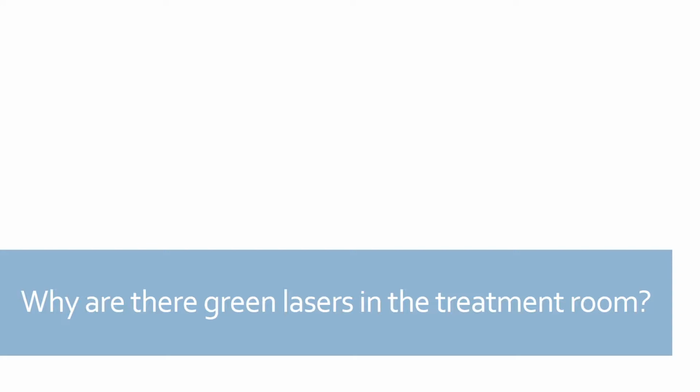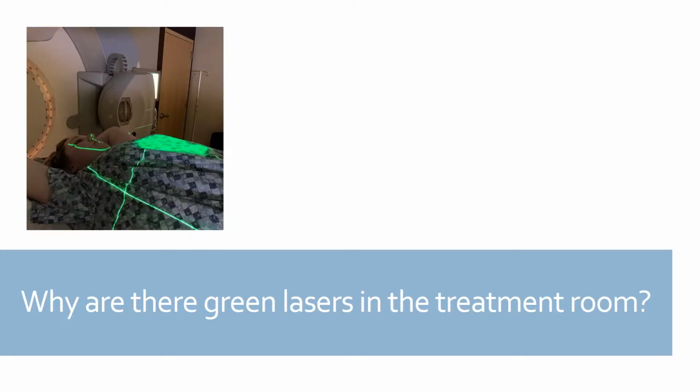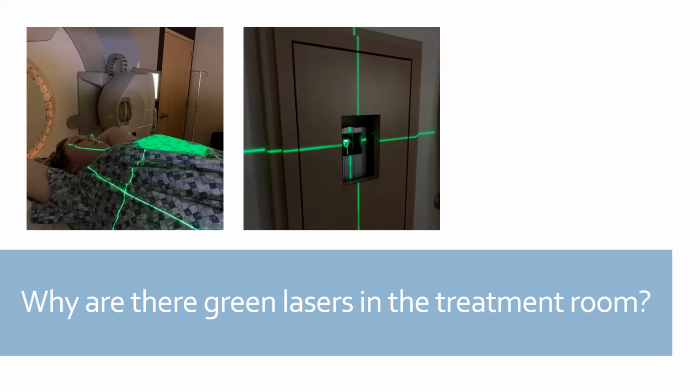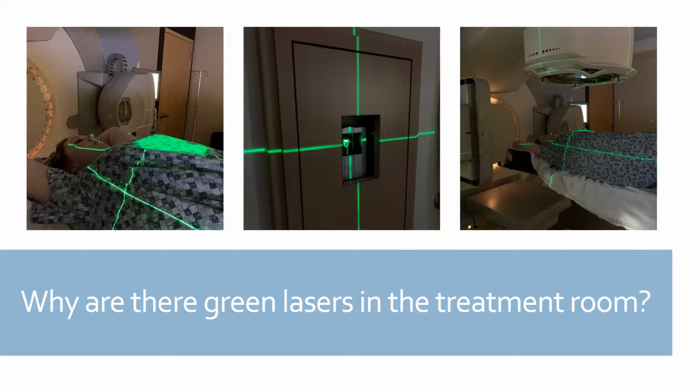You may wonder why there are green lasers in the treatment room. Once you are lying down on the table, the therapist will move you so that your tattoos or mask marks are aligned with the lasers. The lasers are used for alignment purposes only and do not deliver any radiation.